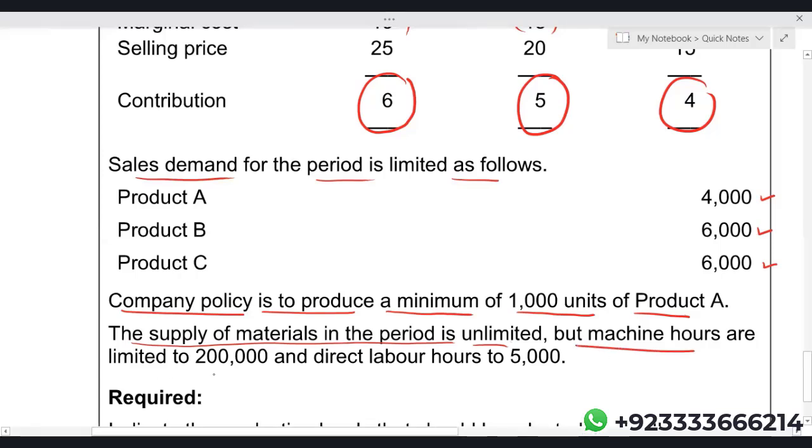But machine hours are limited to 200,000 hours. So we have to check, is machine hours a limiting factor? Because if required hours are more than, for example, 200,000 and available is less than that, then it is a limiting factor. We also have been given direct labor hours. So actually we need to check either the machine hour or the labor hour. One of them is going to be the limiting factor. Both cannot be the limiting factor right now. Why? Because we are just studying right now. If there is a single limiting factor, how to deal with that?